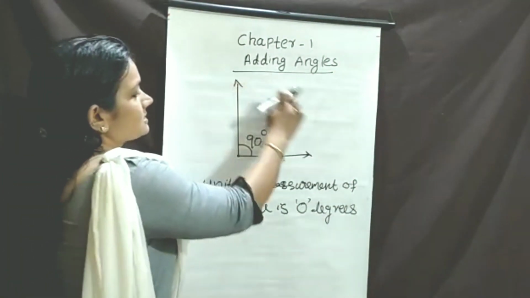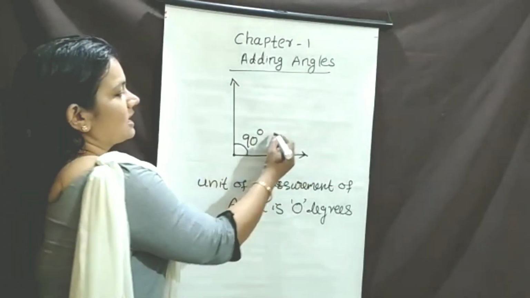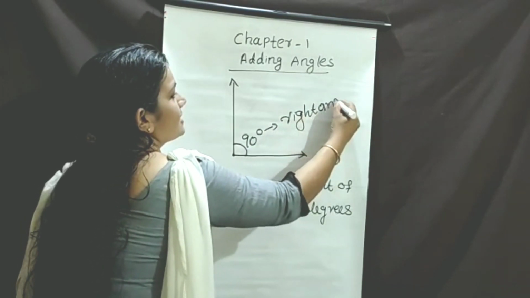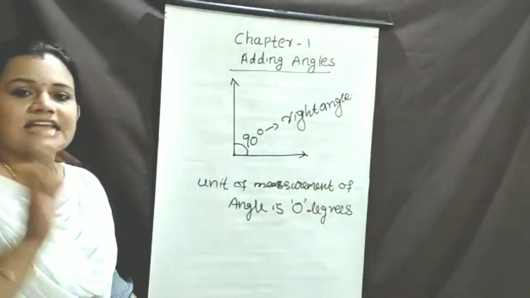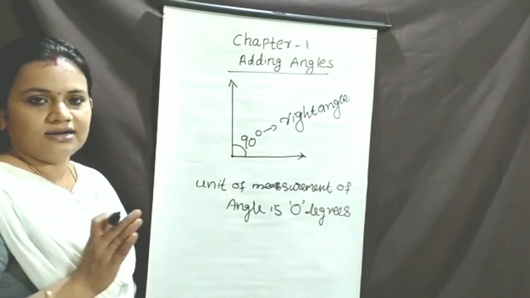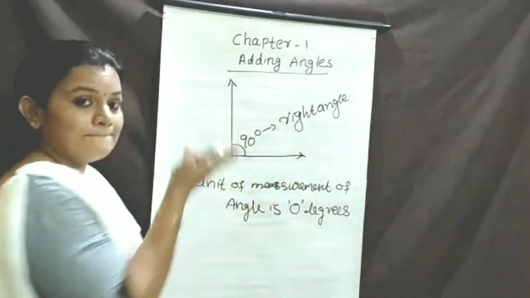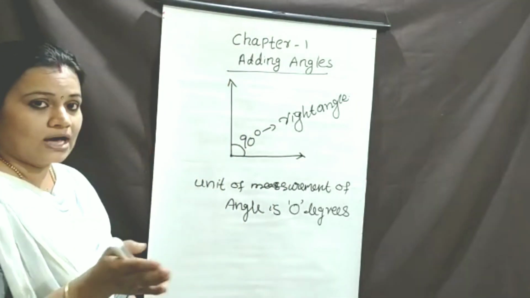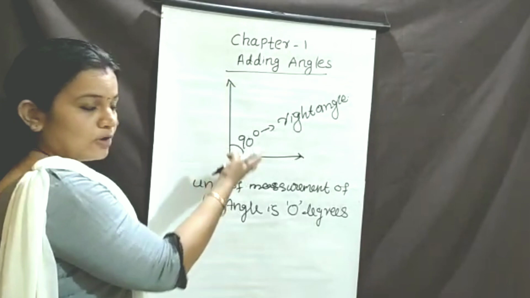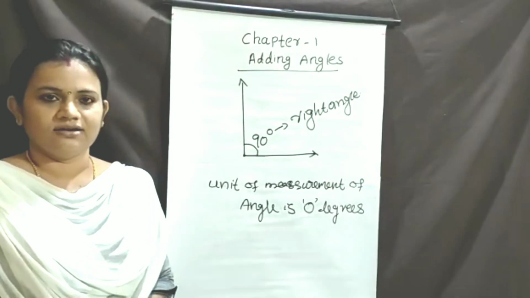Then what is the measurement of this angle? 90 degrees. This type of angle is called a right angle. What is a right angle? A right angle is a 90 degree angle. The 90 degree angles are called right angles. Understood? So draw one baseline, then use your ruler, meaning scale, to draw one perpendicular line and form an angle. This is a 90 degree angle. This angle is called a right angle.